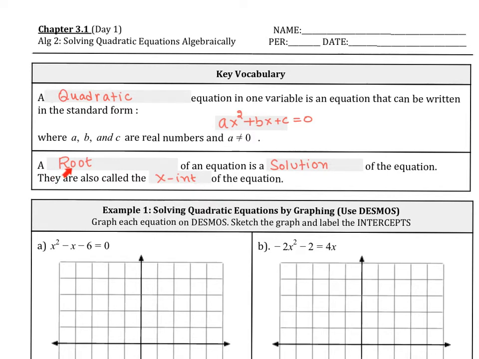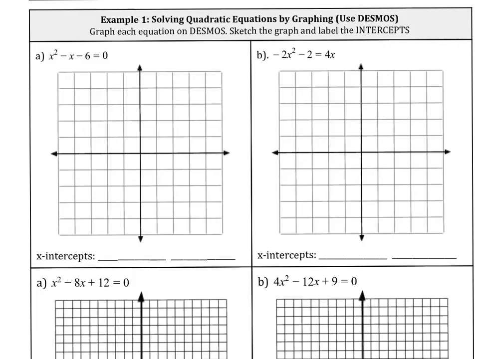A root is also called x-value or x-intercept. A root of an equation is a solution of the equation. They are also called the x-intercept of the equation. Example number 2, solving quadratic equation by graphing.